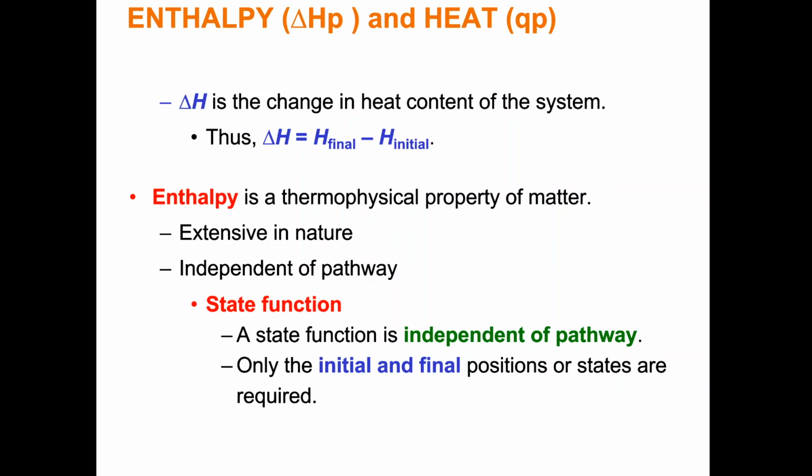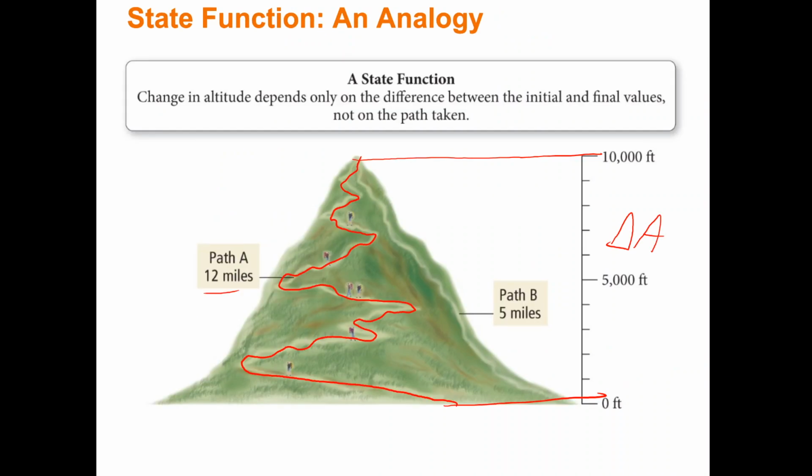So this is an analogy to what a state function is. If I was to say, I don't know, delta A, delta altitude, I've changed altitude 10,000 feet. I don't care if it took me 12 miles to get there or 5 miles to get there. All I care about is how much did I change. That's what we're talking about when we talk about state functions, and when we talk about calculating a delta. The pathway doesn't matter. We just care about where we end up and where we start.